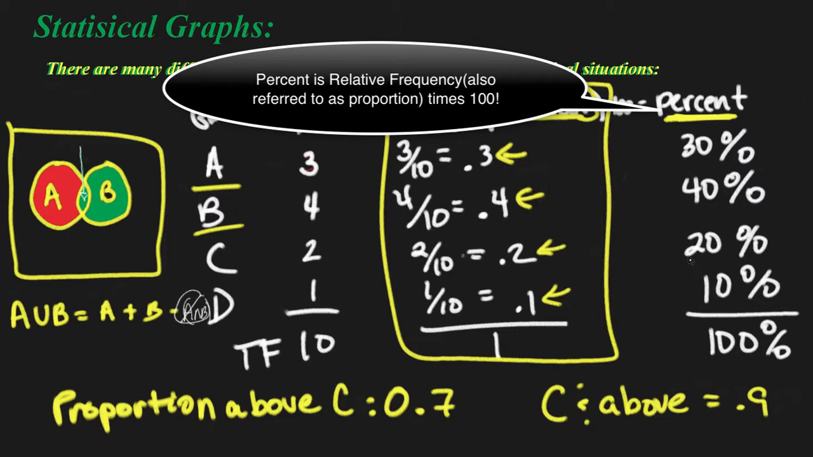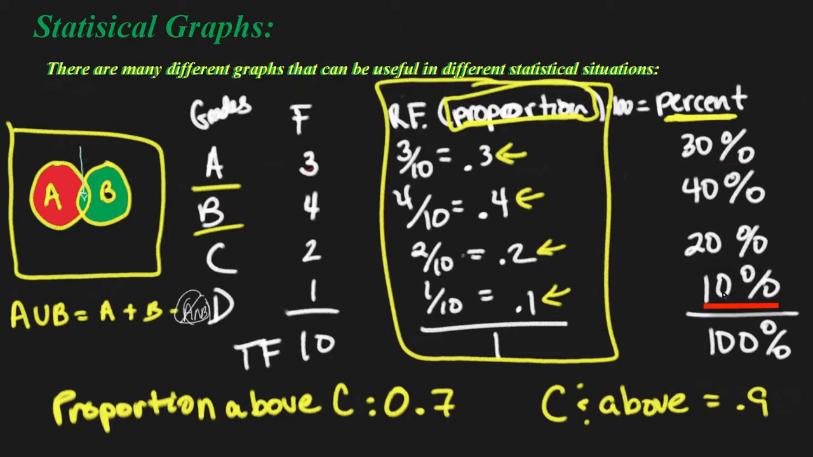So you could make a pie chart out of this if you wanted to, where the biggest slice of pie would be B's, then slightly smaller would be A's, even smaller and even smaller. Okay?